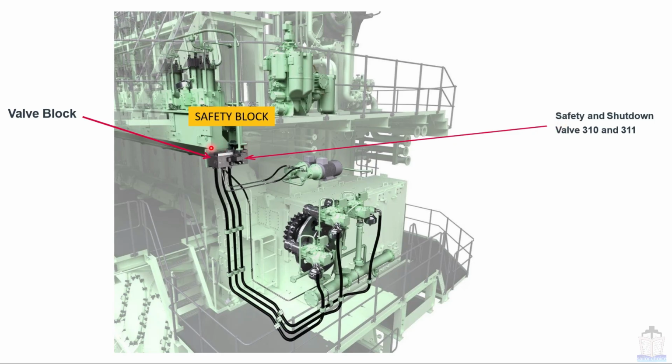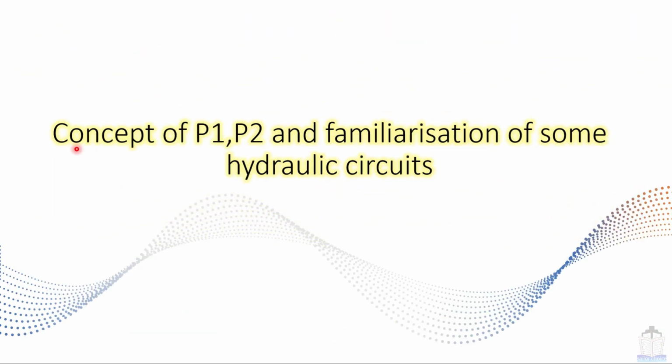This safety block is an example of the MEC engine. In the MEB engine, the safety block configuration is quite different. We will talk in detail about it in the chapter on the MEB engine. Okay, now moving next. Here we are going to see the concept of P1 and P2, which denote pressure, and get familiar with some hydraulic circuits.